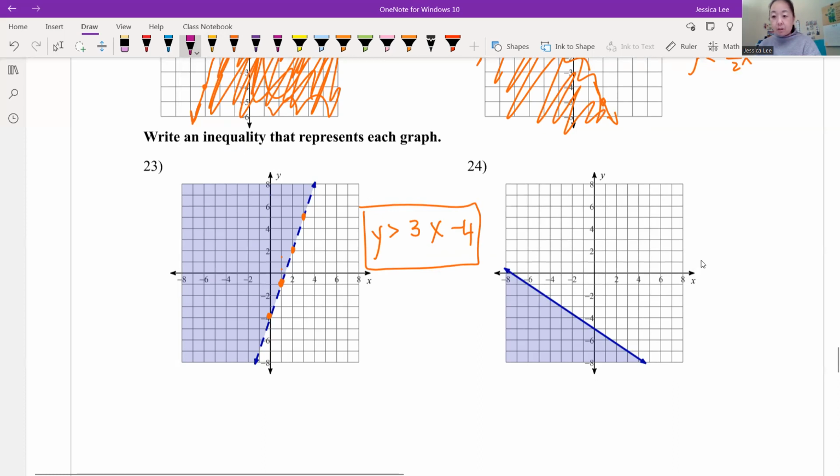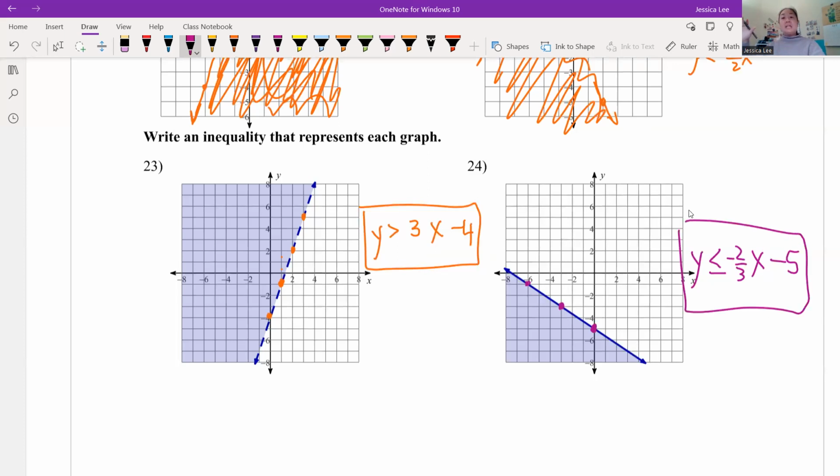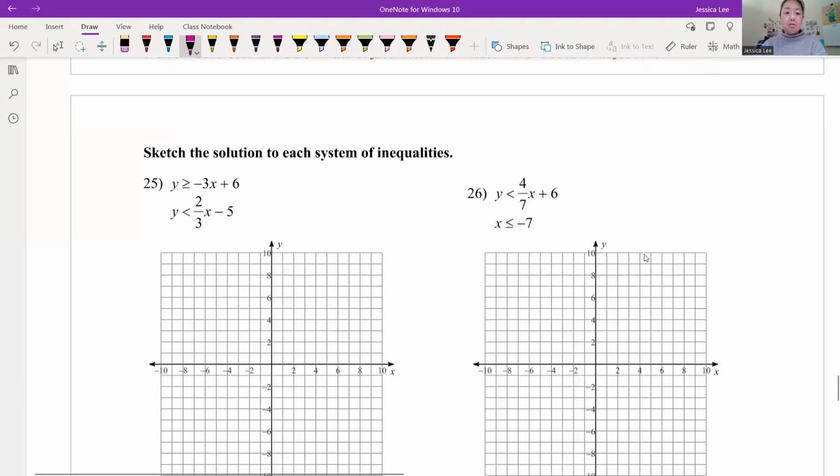Let's try this one. So it's going to be y. See how it's going down lower? So it's going to be less than. I have a solid line, so that's equal to. My y-intercept is at negative 5, so I'm going to write minus 5. Here's my x. And my other point, right here. It looks like it's going to be up 2 and to the left 3. This is a negative slope, so it's going to be negative 2 over 3. Done. All right. See, those were the quickest problems ever.